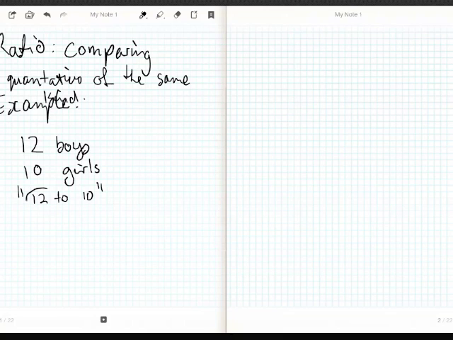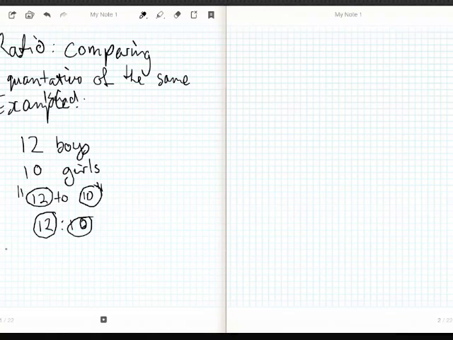12 boys to 10 girls. Now, to rewrite this in mathematical terms, we would need to write 12 for our boys because we name them first, and 10 for our girls because we name them second. And this would be in the form of the ratio of 12 boys to 10 girls.